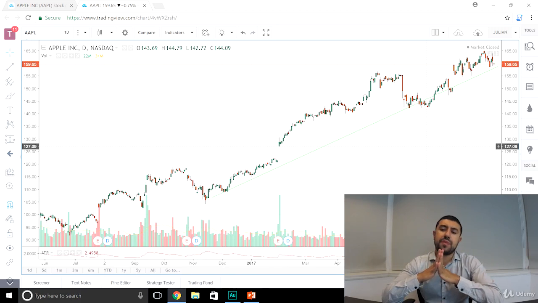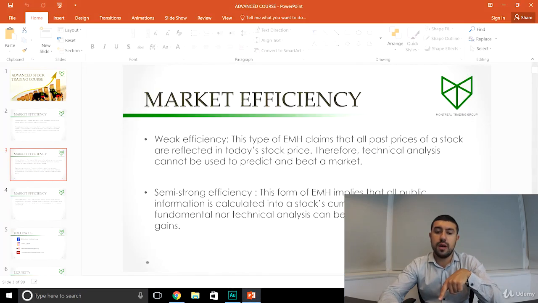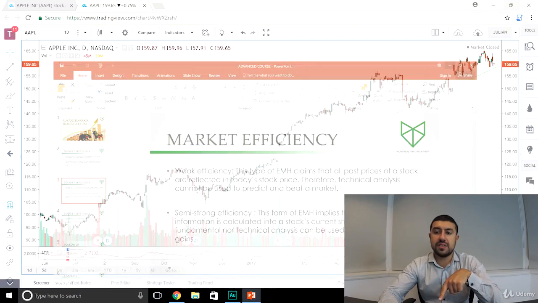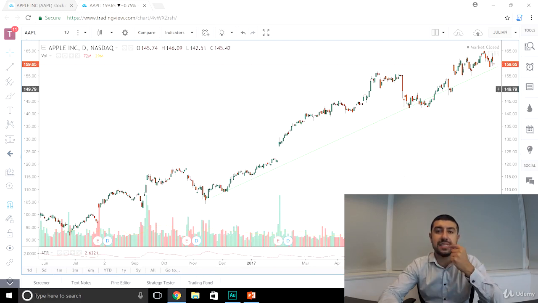Can I use that information to predict the future stock price? Can I say that because there's an uptrend, it should continue going up? The weak efficiency form says that no, because this information, all these prices, everybody sees them, and everybody already used them to buy or sell, and that's why the price is what it is. So it's already included in the price. So we should not be able to use that information.